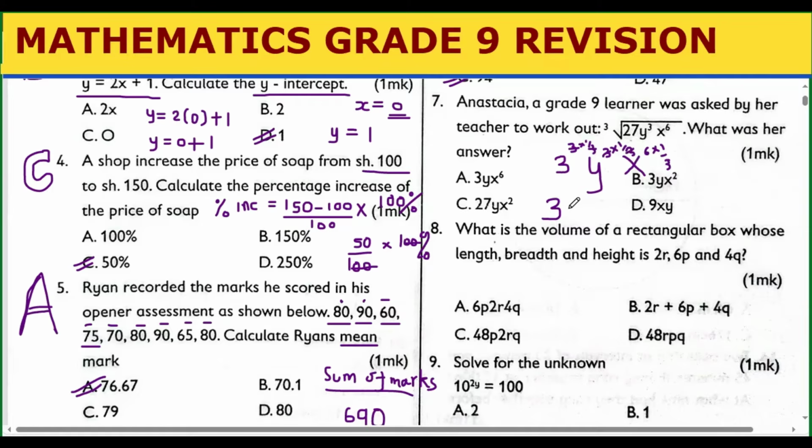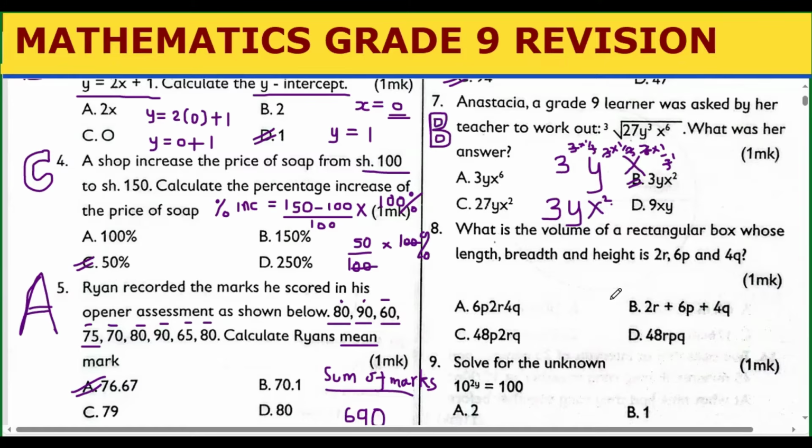You get y alone. Then for x, 6 by 3 gives 2, so it is x squared. You put the squared up like this. So this is the correct answer. Very simple, you see? The correct answer was B for boy. That is number 7. The answer was B, as simple as that.